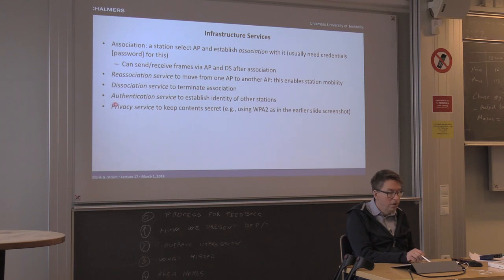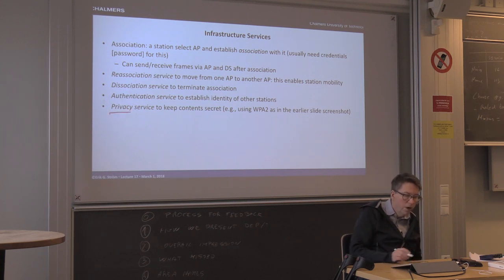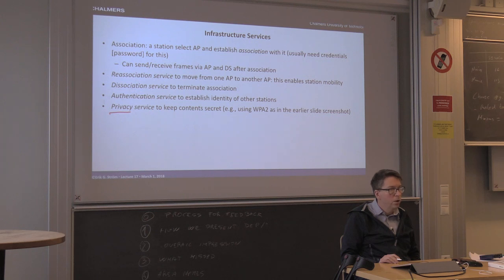There is an authentication service to guarantee the identity of the stations. And there is a privacy service here. In the book, privacy here means secrecy, so it's encryption. It's not privacy in the sense of protecting personal data, as the modern word privacy means. Even if we go back to the standard, they talk about privacy, but what is meant is secrecy. So what does that mean?